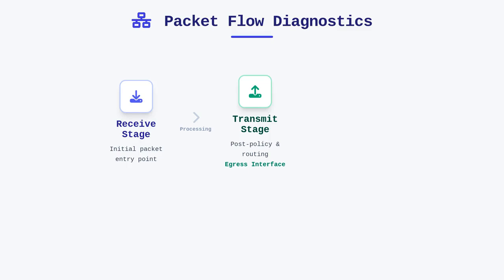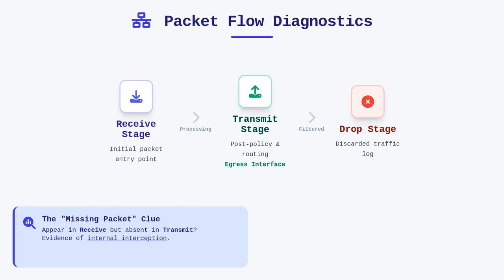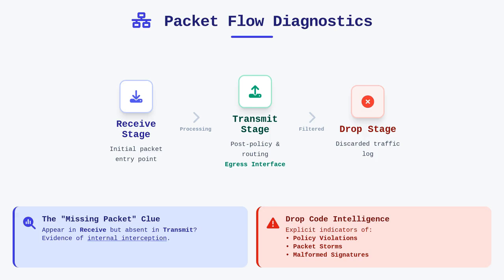This leads us directly to the drop stage, which is perhaps the most significant diagnostic tool for complex connectivity issues. The drop stage specifically logs and captures packets that the firewall has decided to discard due to security policy enforcement, DOS protection triggers, or internal buffer errors. By configuring filters to specifically monitor the drop stage, we can view the associated drop codes that explain exactly why the packet was discarded. These codes are not mere suggestions. They are explicit indicators, often pointing to issues like packet storms, policy violations, or malformed traffic signatures.